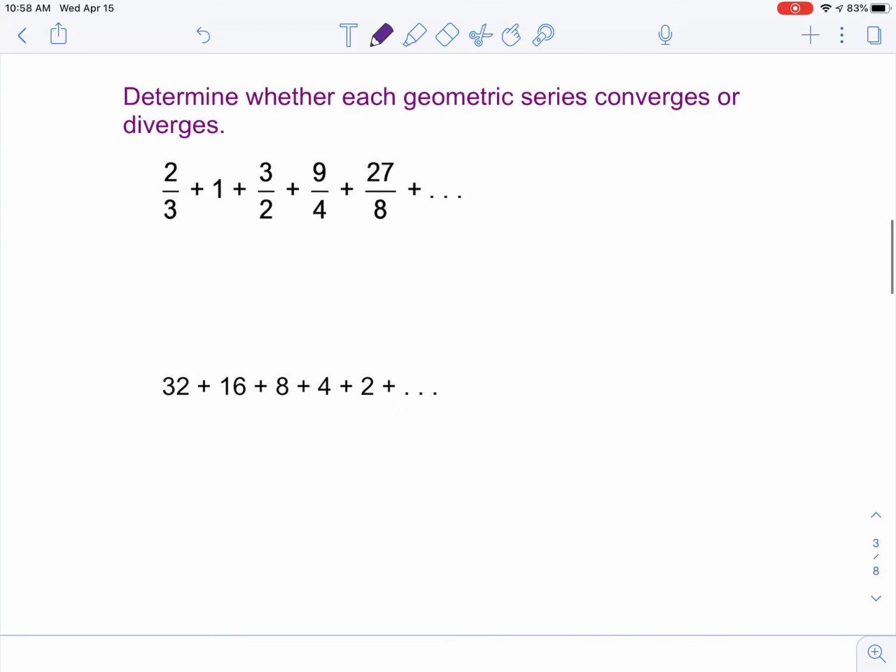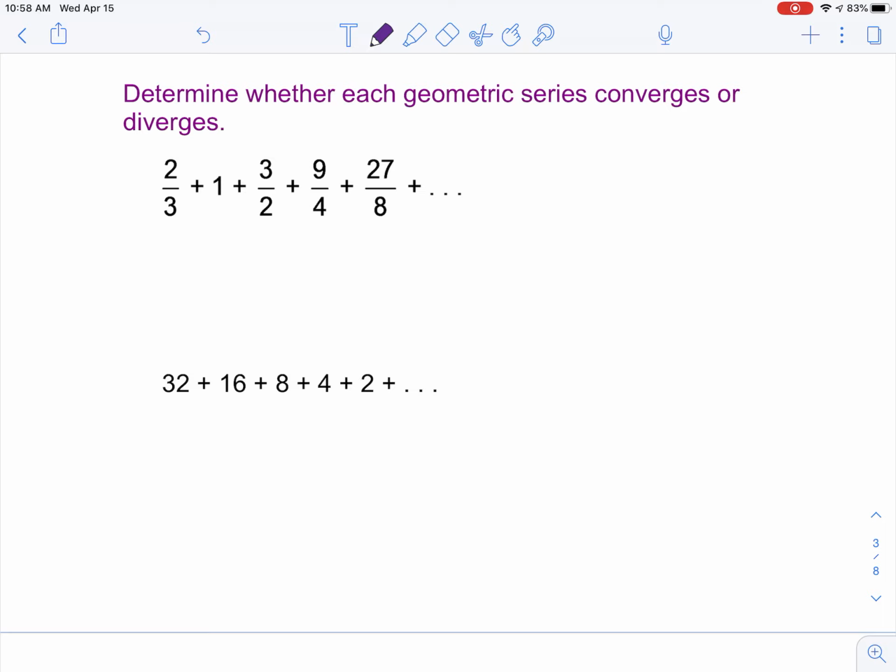All right, so now let's look at these examples to see if they converge or diverge. So what we need to do, they told me it's geometric. I don't have to check for that, but I got to take my second value divided by the first. 1 divided by 2/3. That's going to give me 3/2. Or I could have taken the third divided by the first, which would have been easier. 3/2 divided by 1 is 3/2.